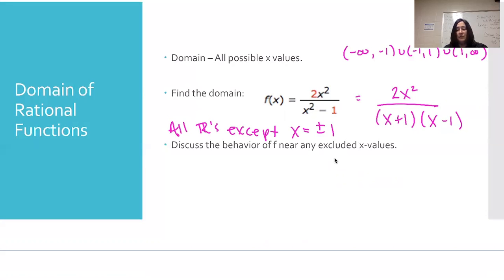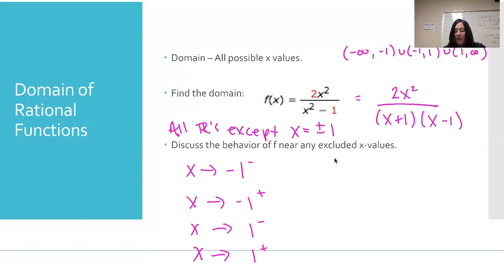So this time you're going to have to do it twice. You're going to say as x goes to negative 1 from the negative side, as x goes to negative 1 from the positive side, as x goes to 1 from the negative side, and x goes to 1 from the positive side. So if we're plugging in numbers close to negative 1 that are a little bit smaller than that, so it'd be like negative 1.1.